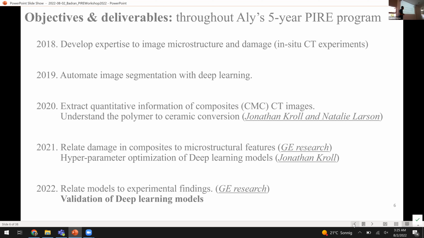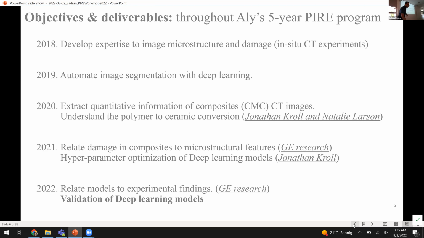conversion, HIP infiltration. The year after, I worked a lot on relating damage in composites to the microstructural features. I won't be covering a lot of this today, but I'll just give an overview. And then these 2 points over here, this is in collaboration with GE during my internship, where I'm trying to bridge the gap between experimentalists and modelers. And at the very end, which I'll talk about, is how do we validate these models?